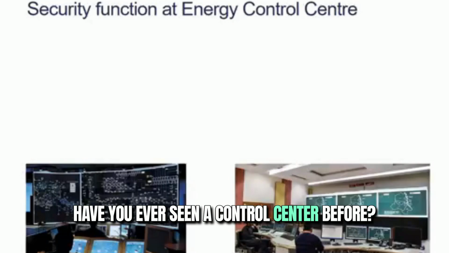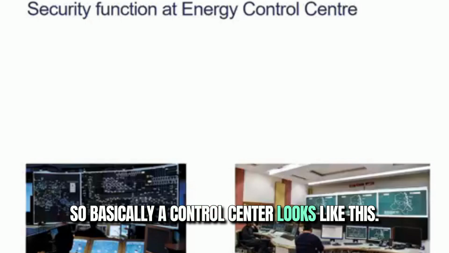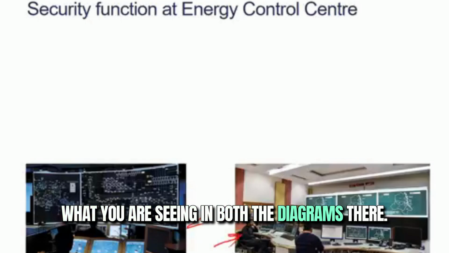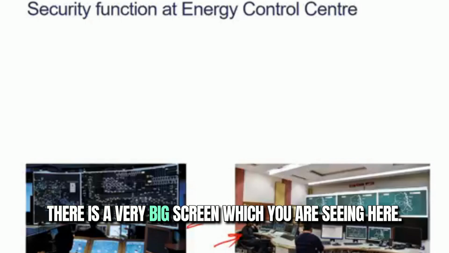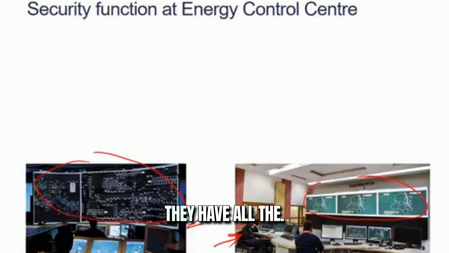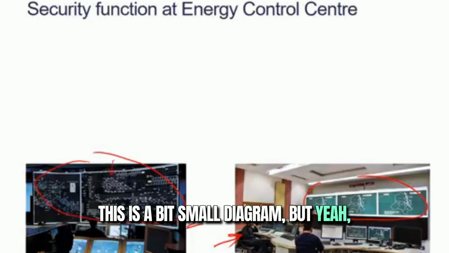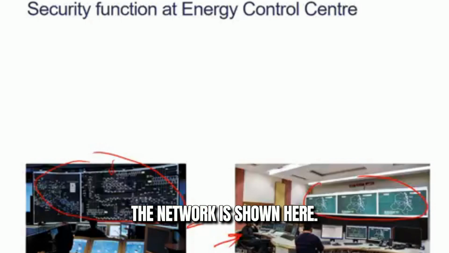So have you ever seen a control center before? Have you seen a control center before? No. Okay. So basically a control center looks like this, what you are seeing in both the diagrams. There is a very big screen which you are seeing here, and this is also a big screen. There is a diagram, a bit small, but a lot of lines are displayed. Basically all the information about the network is shown here.